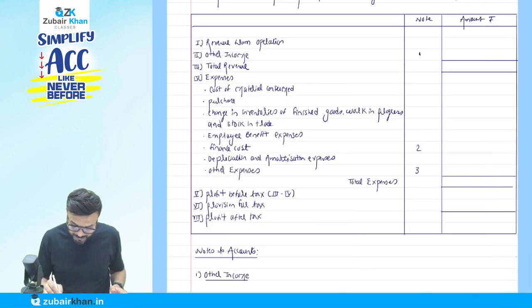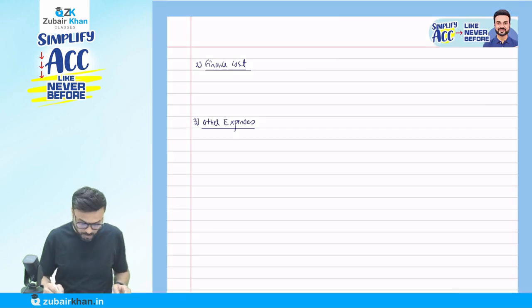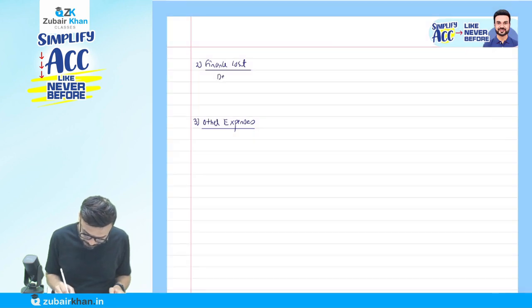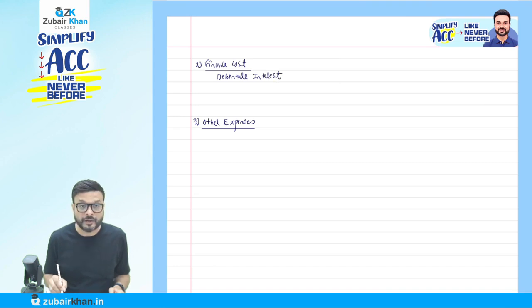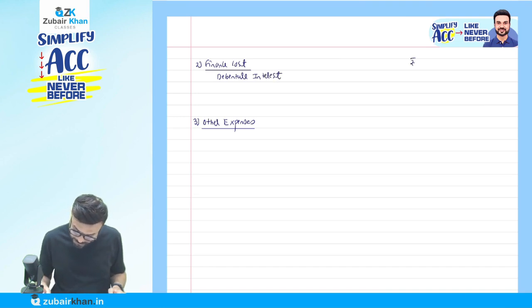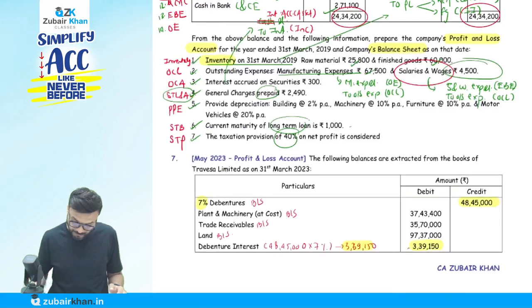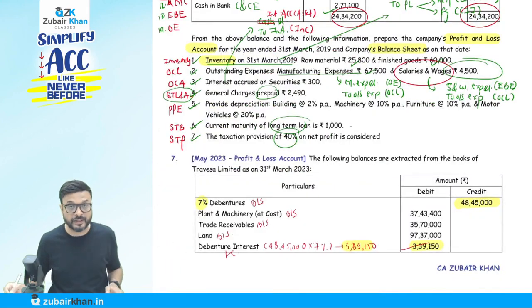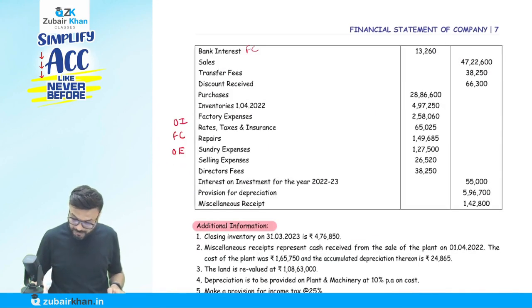So go to the P&L account, the finance cost. We prepare a note to accounts on finance cost. So write down there the debenture interest, 3,39,150. Okay, so this is the P&L account. Then we have here bank interest. This is also finance cost. Now finance cost 13,250.